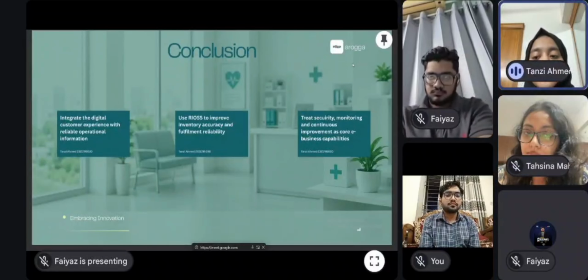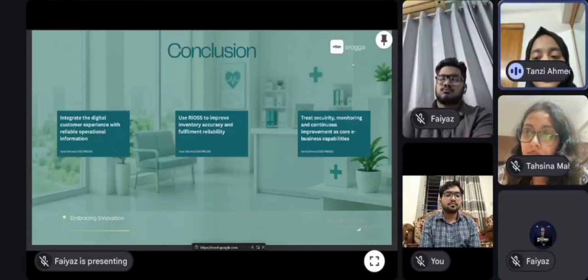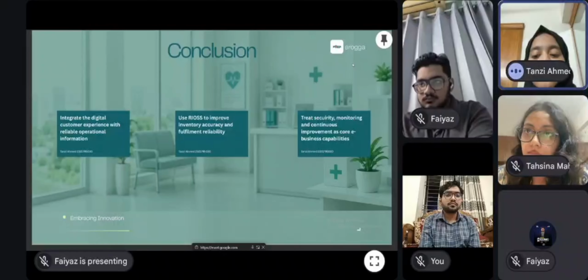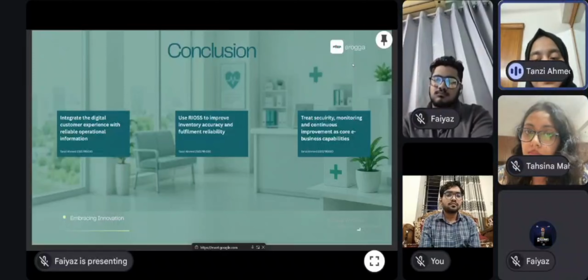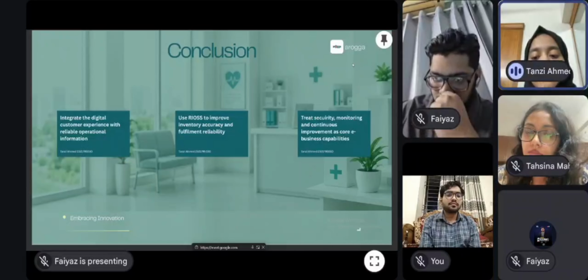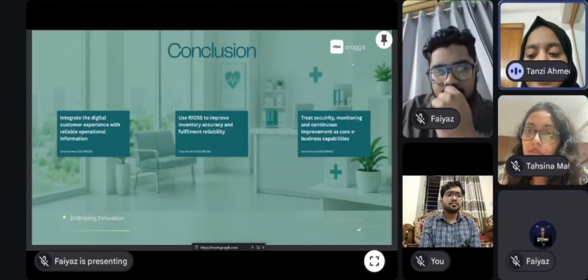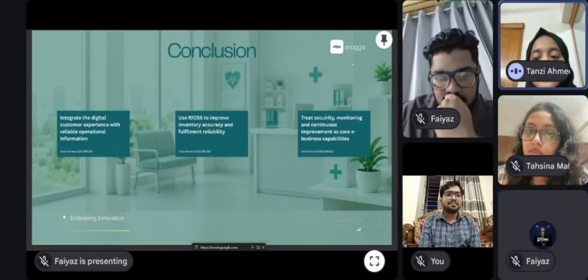Conclusion. To conclude, we have three main recommendations for Arogga. First, integrate the digital customer experience with reliable operational information. Second, use RIOS to improve inventory accuracy and fulfillment reliability. Third, treat security monitoring and continuous improvement as core e-business capabilities. Overall, Arogga can strengthen its digital healthcare platform by improving integration, efficiency, security, and customer experience. Thank you.